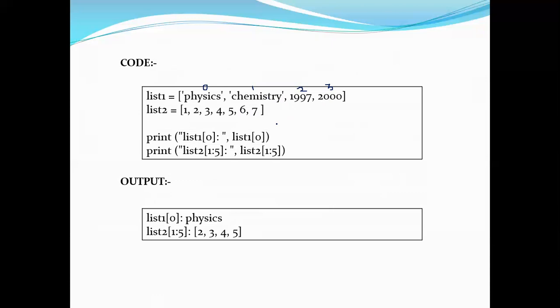If I need to access the first element, what will I do? I will just use the list name. What is my list name? list1. Here I have specified list1[0]. So it is going to access my 0th element, which is physics. All the indexing will be done with the name of the data structure with the index position enclosed inside square brackets.